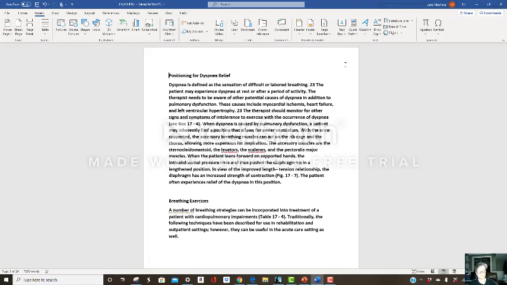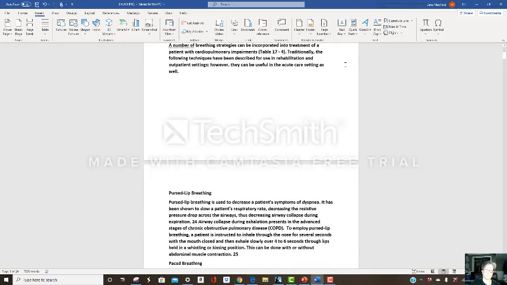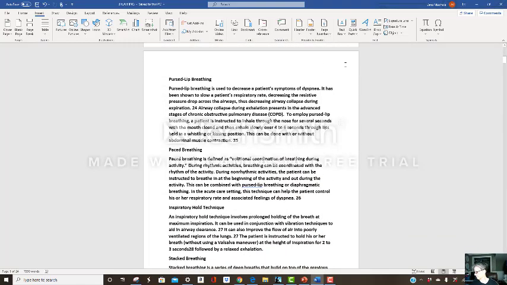Breathing exercises. A number of breathing strategies can be incorporated into treatment of a patient with cardiopulmonary impairments. Table 17.4. Traditionally, the following techniques have been described for use in rehabilitation and outpatient settings. However, they can be useful in the acute care setting as well. Positioning for dyspnea.